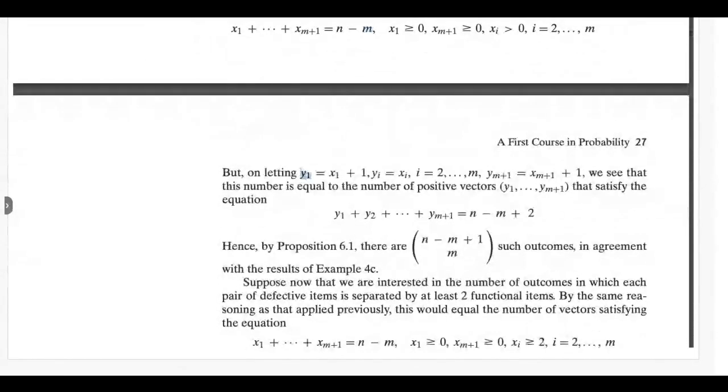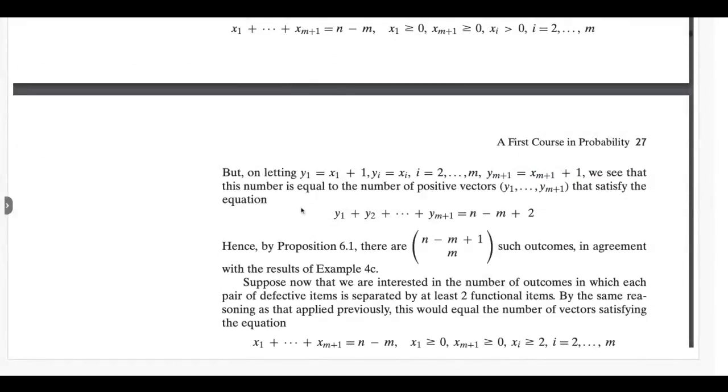Now let's see y1. y1 equals x1 plus 1, only the first one. Then for the rest, yi equals xi for i equals 2 up to m. So ym plus 1 equals x(m plus 1) plus 1.